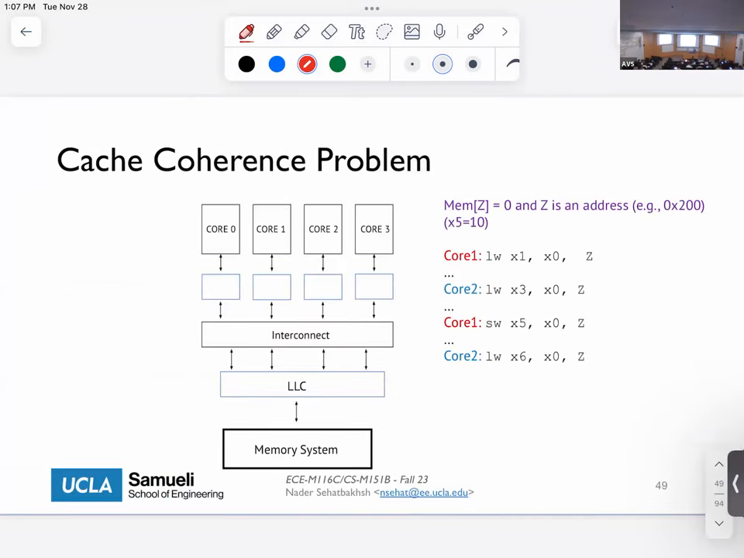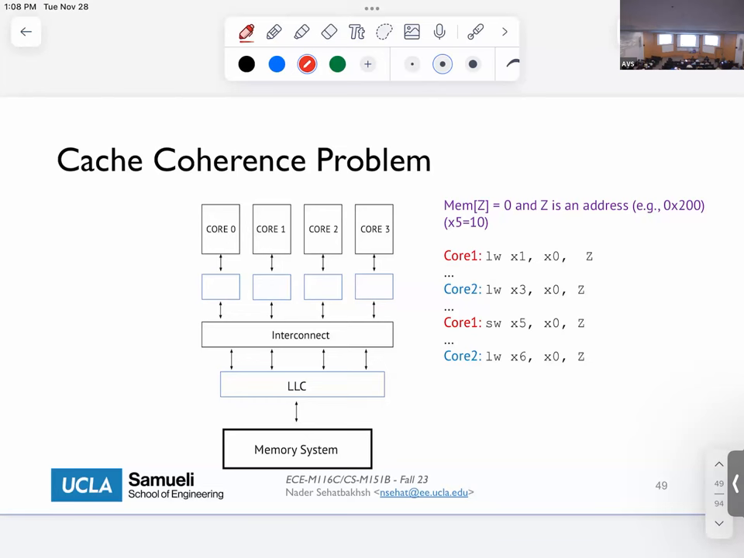So let's revisit this problem one more time. As I said, given that we have a shared line Z, and again, the reason that we need to have a shared line is because we want to parallelize this algorithm, whatever it is, partial sum, genomics, etc. And as a result, some of the memory lines have to be shared, okay?